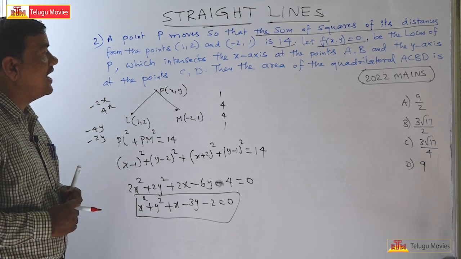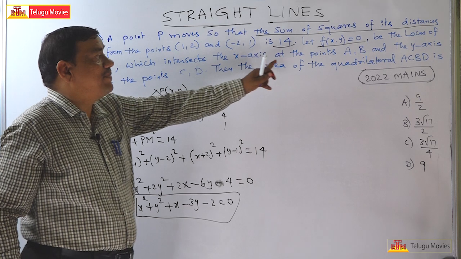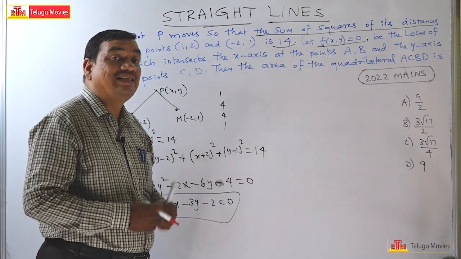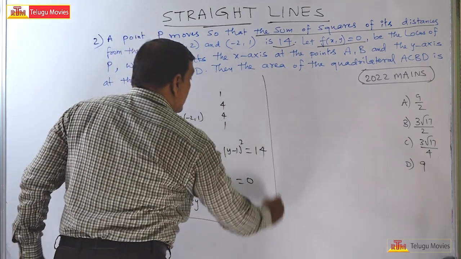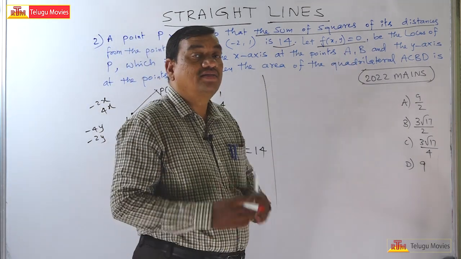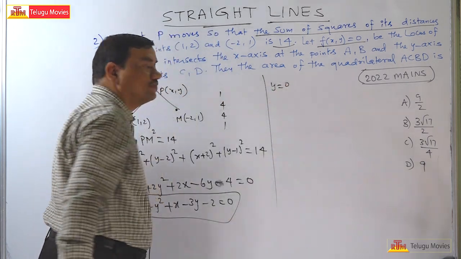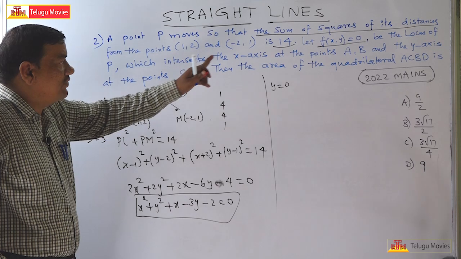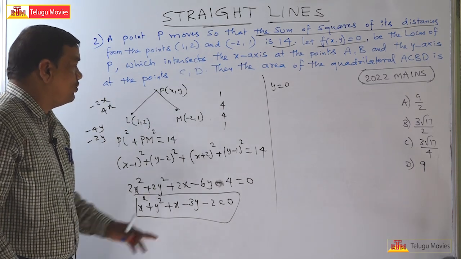Now he is saying that this curve intersects the x-axis at the points A and B. Okay, so if you want to find out the coordinates of A and B, that is on the x-axis, let us put y is equal to 0. So that means the curve intersects the x-axis at the points A and B. So put y is equal to 0.